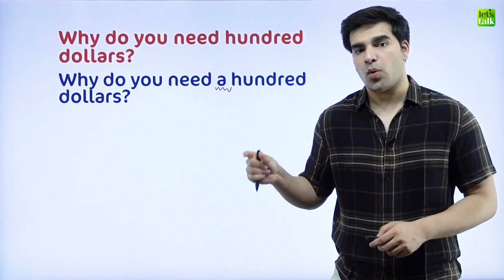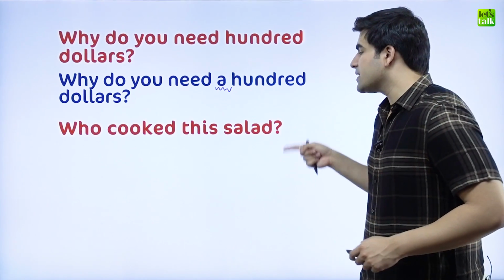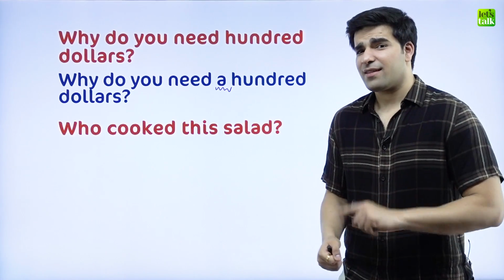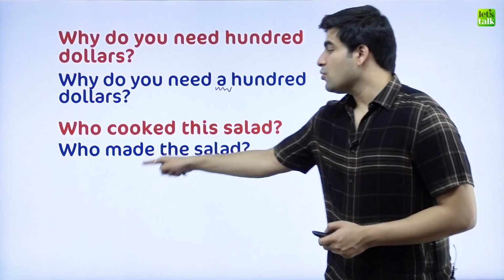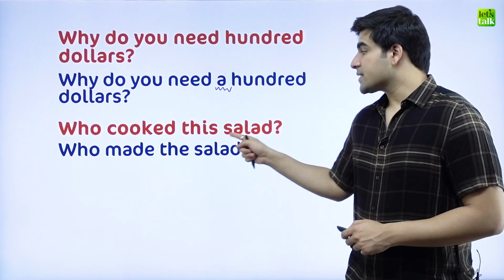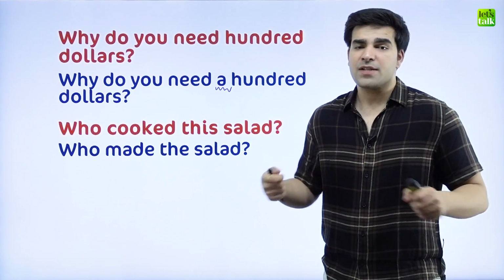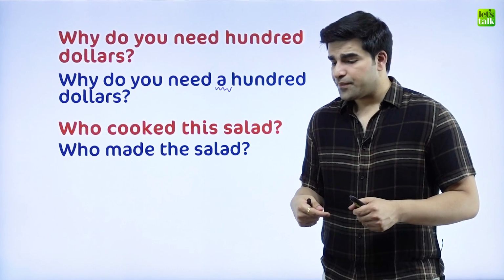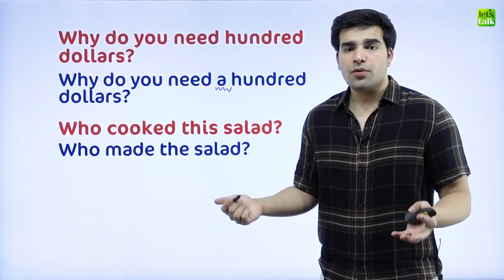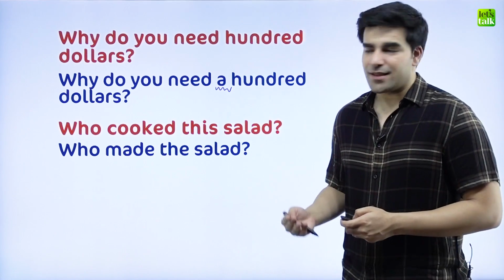So instead of saying one, we say $100. Next, who cooked this salad? You cook a salad? Or there's a different word for it. You say, who made the salad, not cooked the salad. A salad is never cooked, food is cooked. But a salad is often made because you're not basically burning it or making a fondue out of it. You are just cutting it, chop, chop, chop, and mixing it all together. So that is making the salad.